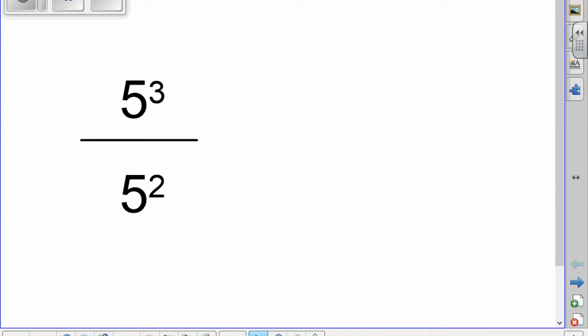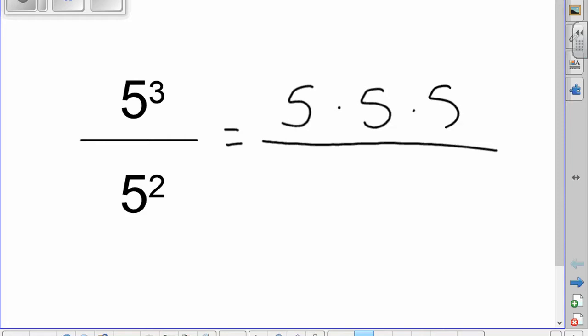So what we have here is a fraction, and we have some exponents on the top as well as on the bottom. I'm going to show you two ways of doing it, and whichever way works best for you, that's the way I would suggest you do it. I can start by just writing it out as what the problem is. 5 to the third power would be writing the number 5 3 times. The bottom says 5 squared, so I would write 5 2 times.